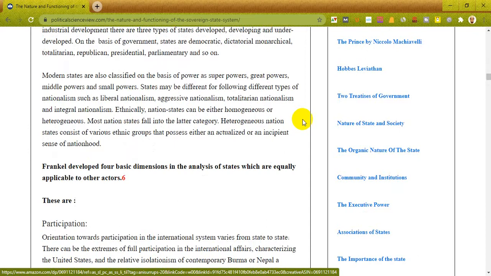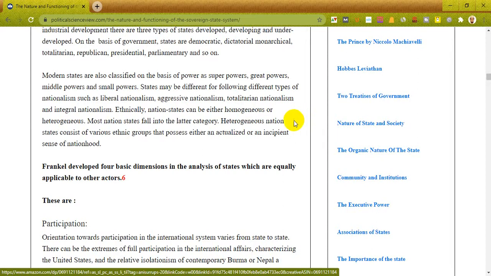States may be different for following different types of nationalism, such as liberal nationalism, aggressive nationalism, totalitarian nationalism, and integral nationalism. Ethnically, nation-states can be either homogeneous or heterogeneous. Most nation-states fall into the latter category. Heterogeneous nation-states consist of various ethnic groups that possess either an actualized or an incipient sense of nationhood.